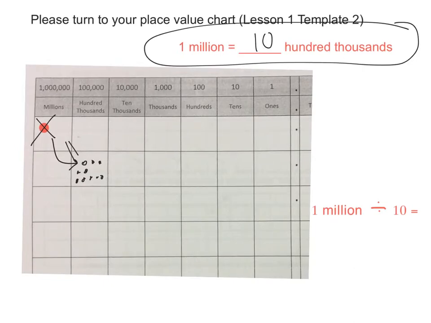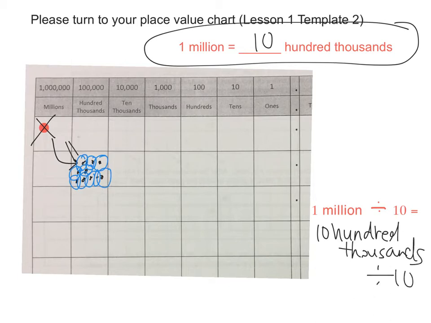If I wanted to divide those 10 hundred thousands by 10, if I want to put them into 10 groups, 2, 3, 4, 5, 6, 7, 8, 9, 10, how many hundred thousands would be in each group? If I divided these 10 dots into 10 separate groups, I circled each group, how many dots are in each group now? 1. So 1 million divided by 10, is that the same thing as 10 hundred thousands? Yes. Divided by 10? No. Is 1 million the same as 10 hundred thousands? Yes. Did we say that 1 million is equal to 10 hundred thousands? Yes. So is 1 million divided by 10 the same thing as 10 hundred thousands divided by 10? Is it? No. Yeah. No.